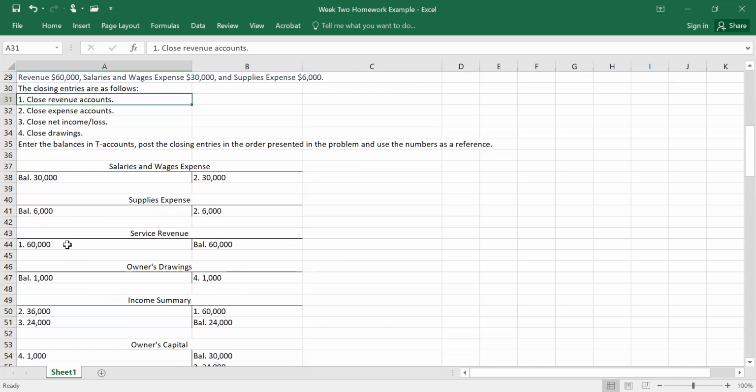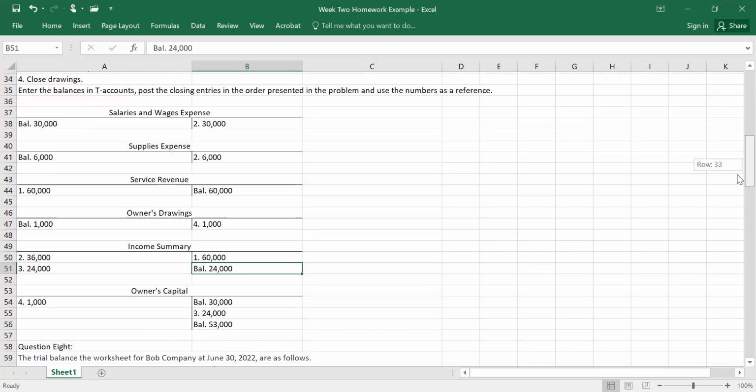So we would have debited service revenue, used reference number 1, and debited that for 60,000 because we need to close it out. We would credit income summary for that 60,000, again referencing the number 1. We close out expenses and revenues to the income summary account. And the balance at that point is 24,000. 60,000 minus 36,000 is 24,000. That 24,000 is our balance in income summary.